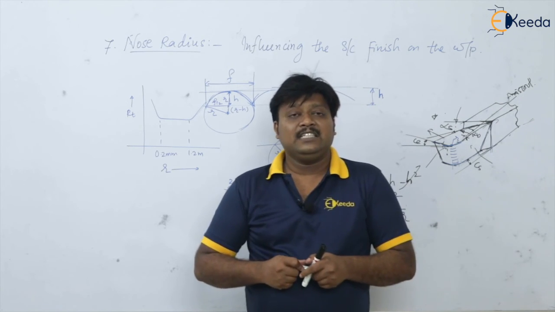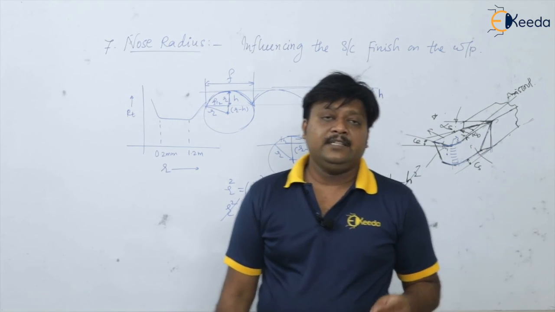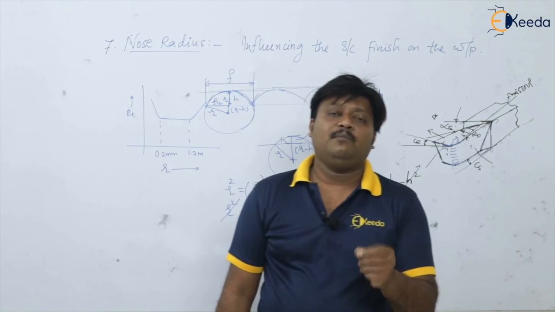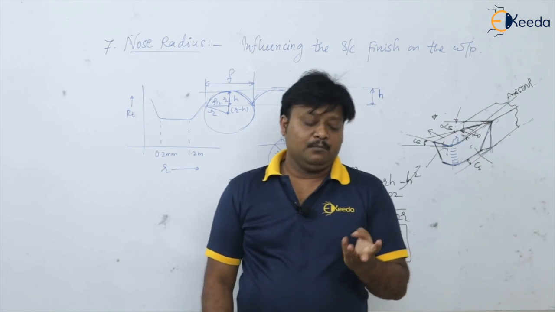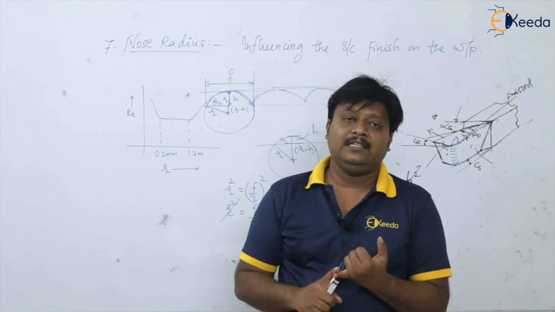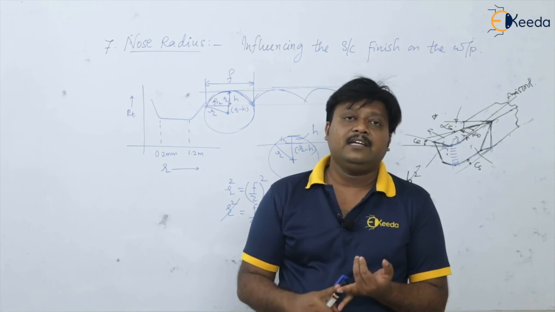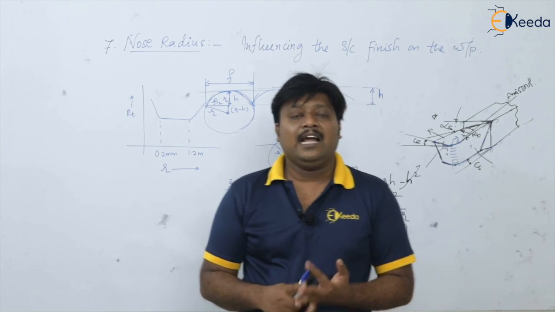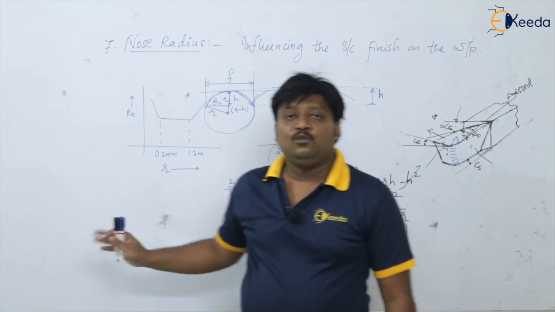So dear students, in this fashion we have seen the effect of the tool geometry on the machining by 6 tool angles and 1 geometry, that is rake angles, relief angles, cutting edge angles, and this last one is nose radius.